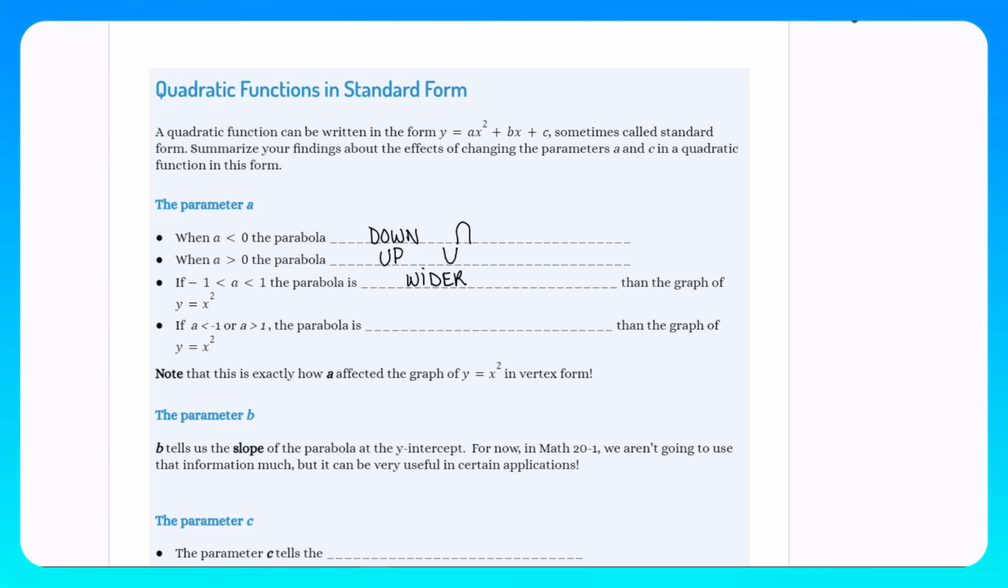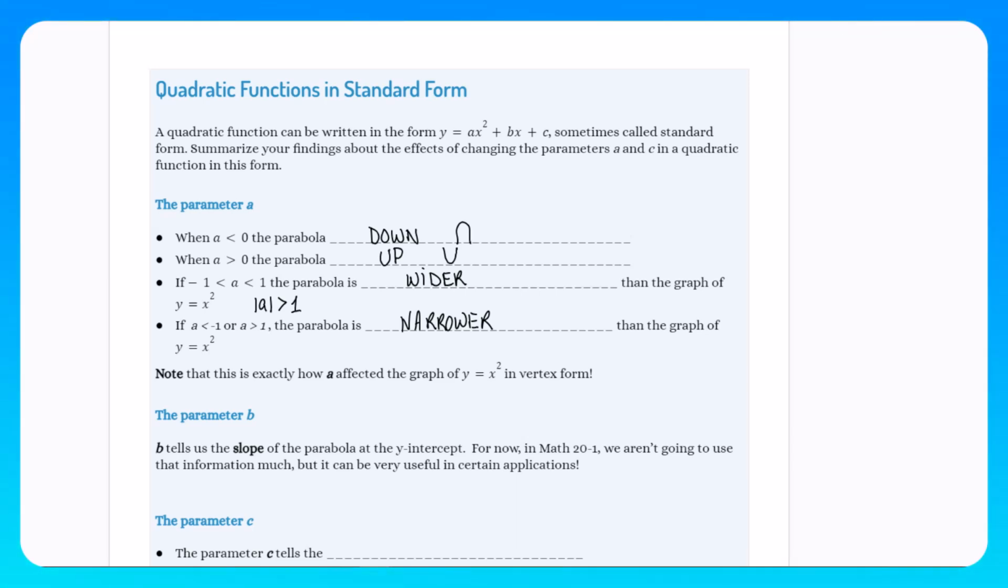And when a was less than -1 or a greater than 1, in other words, when the absolute value of a was greater than 1, we can write it both ways, the parabola was actually narrower than the graph of y equals x squared. Note that this is exactly how a was affected in vertex form.